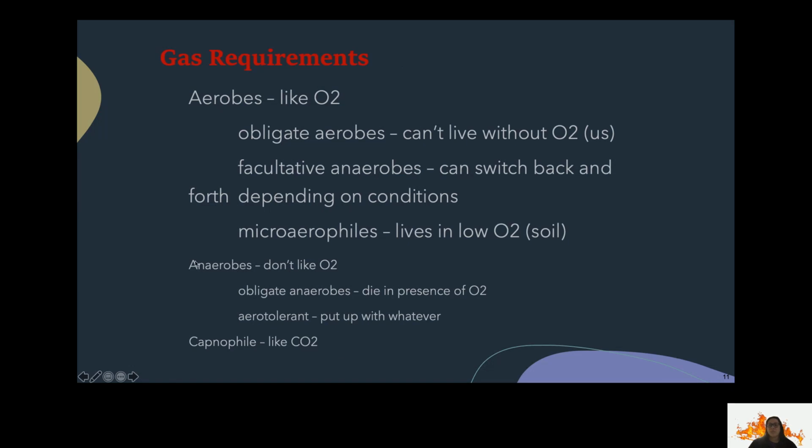Then there are other types of anaerobes. Anaerobes don't like oxygen. Now, obligate anaerobes will literally die if oxygen is around. Aerotolerant microorganisms, these guys will kind of put up with whatever. So if oxygen is there, they'll grow. If oxygen isn't there, they'll grow. And they don't really have an issue with any air. Air doesn't play a role in their growth cycles very much. Now, there's a small type of microbes that really actually will utilize CO2 for their survival, and those are called capnophiles.